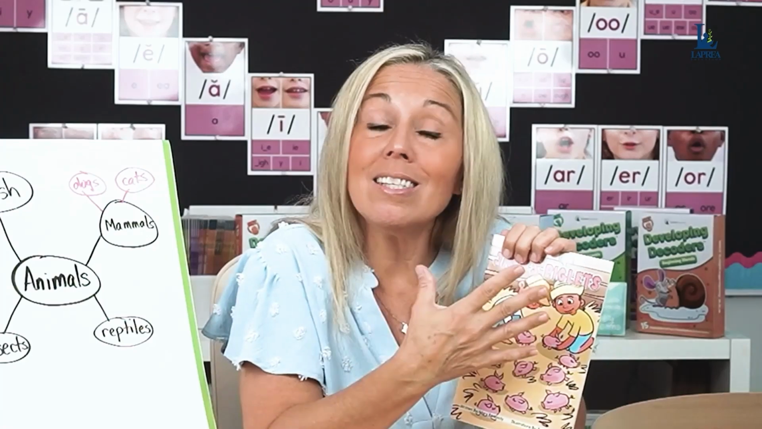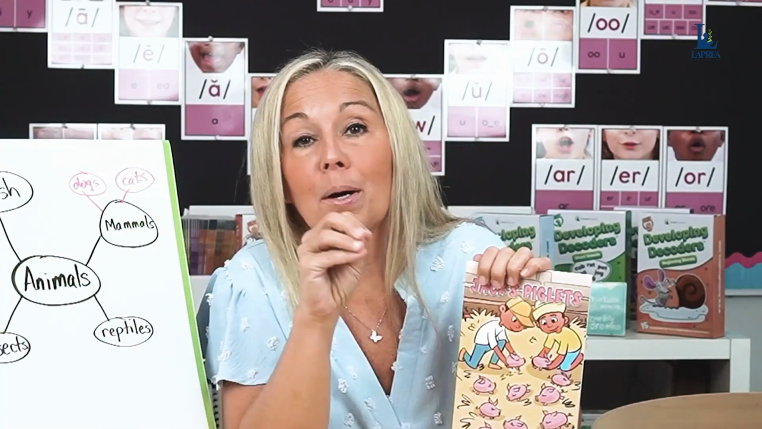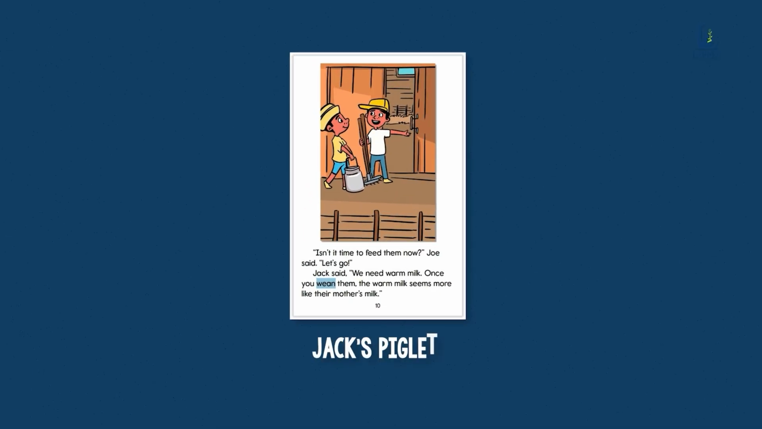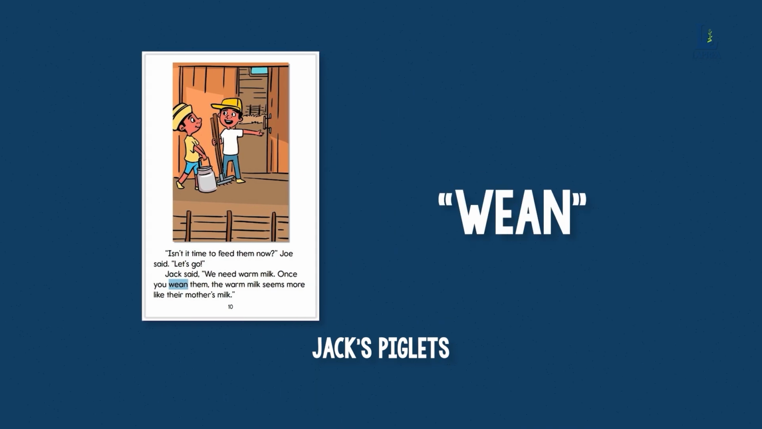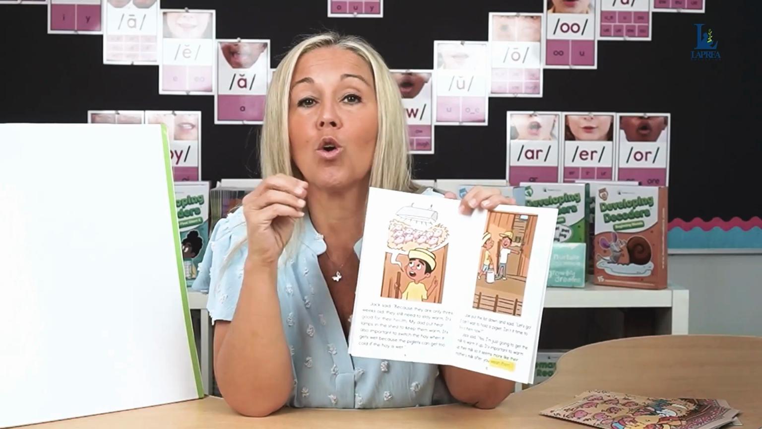When the book lends itself well to this, I make sure to choose semantic maps as my quick warm-up activity. Let's take this book, Jack's Piglets, as our example. This is one of our decodable books that's part of our Structured Literacy with Ease program. In this book, one of the key terms that we're going to focus on is the word wean. I will first help students define and understand the meaning of the word wean.